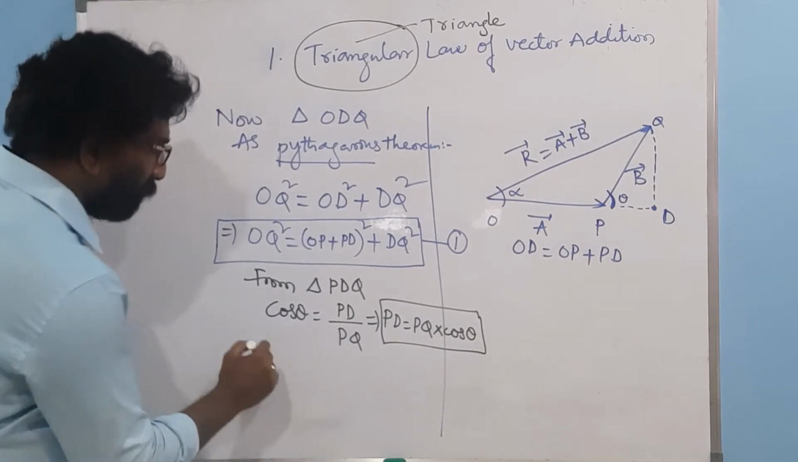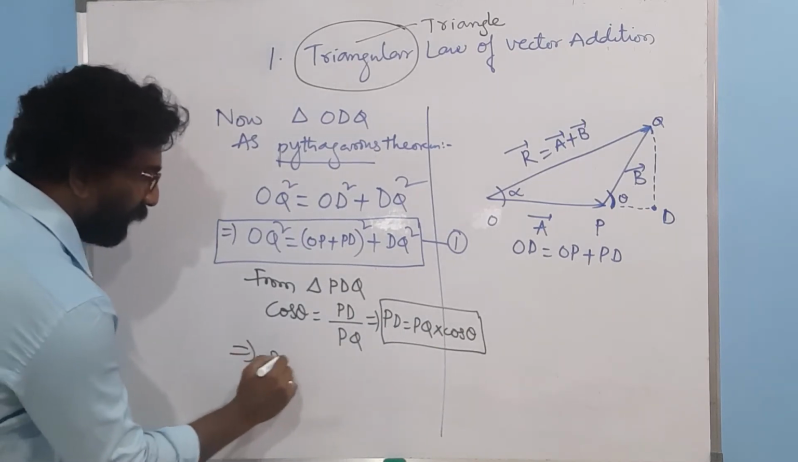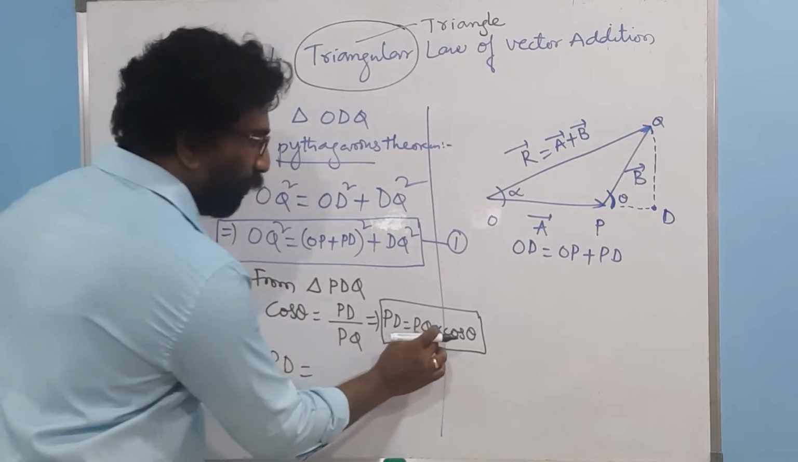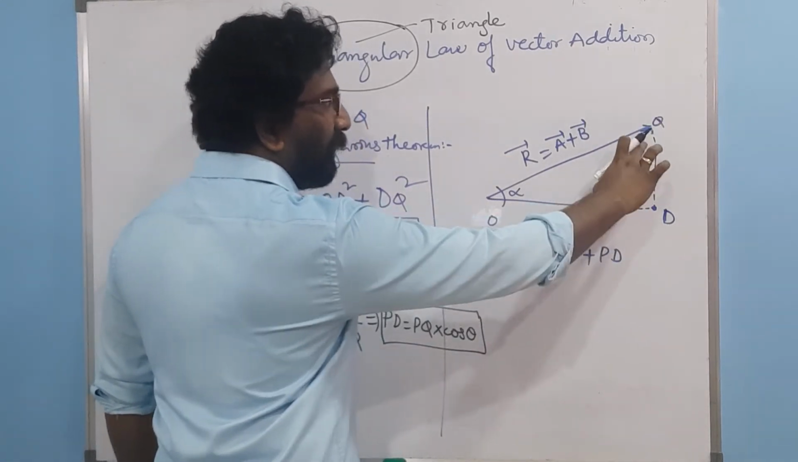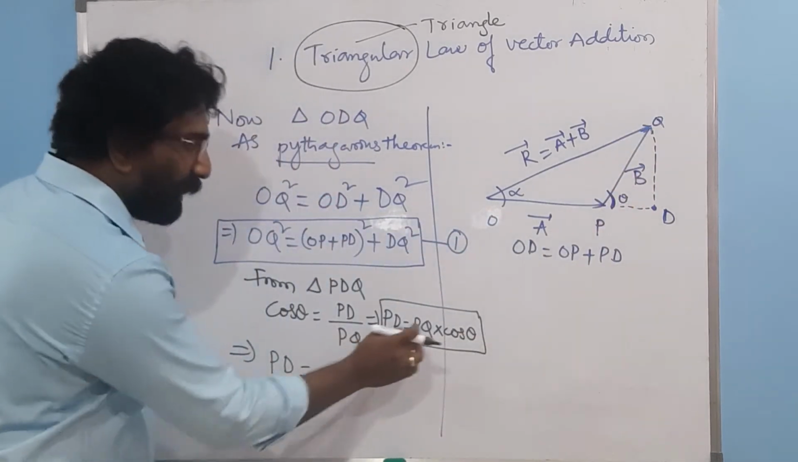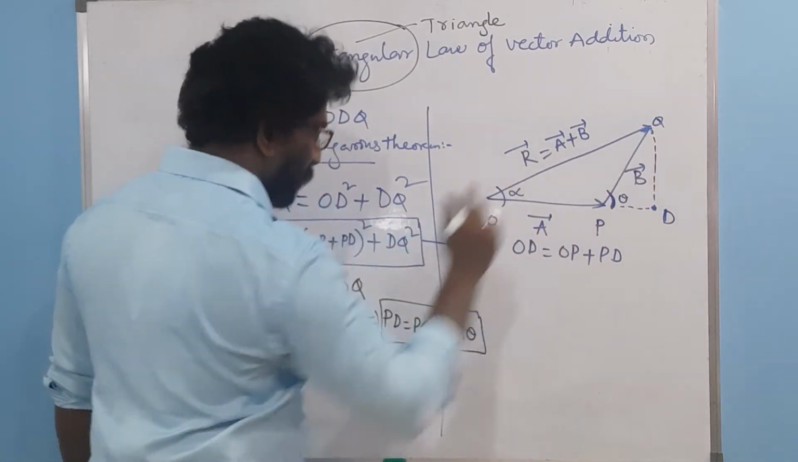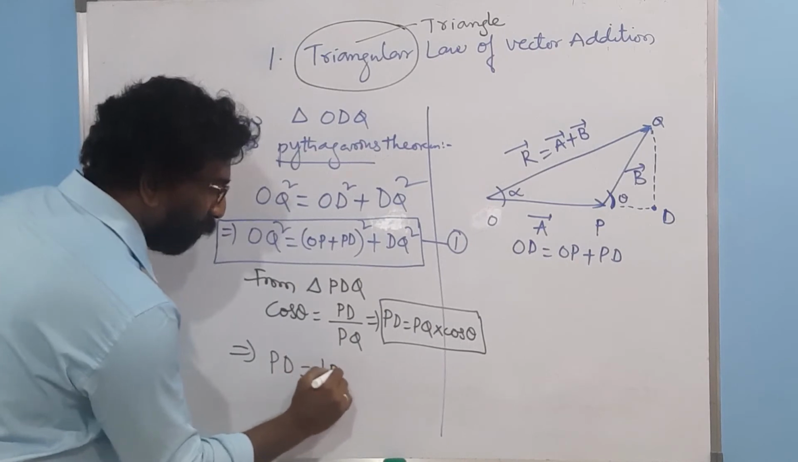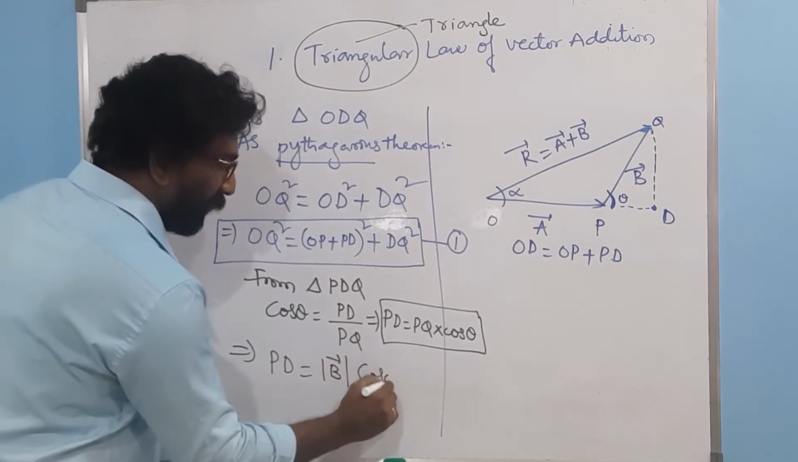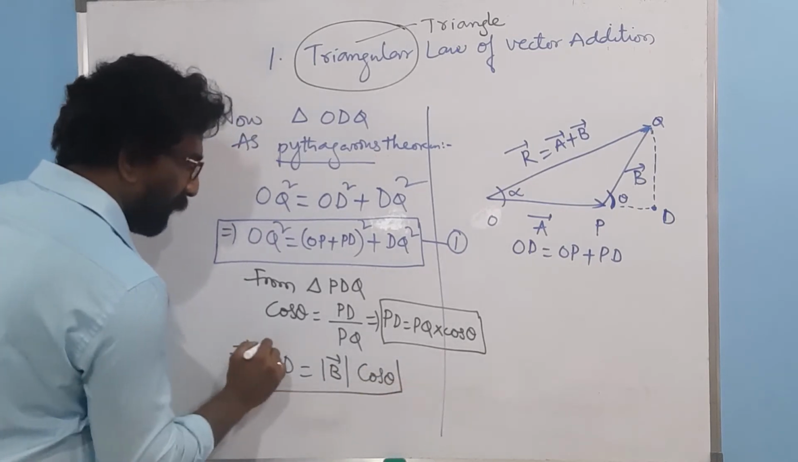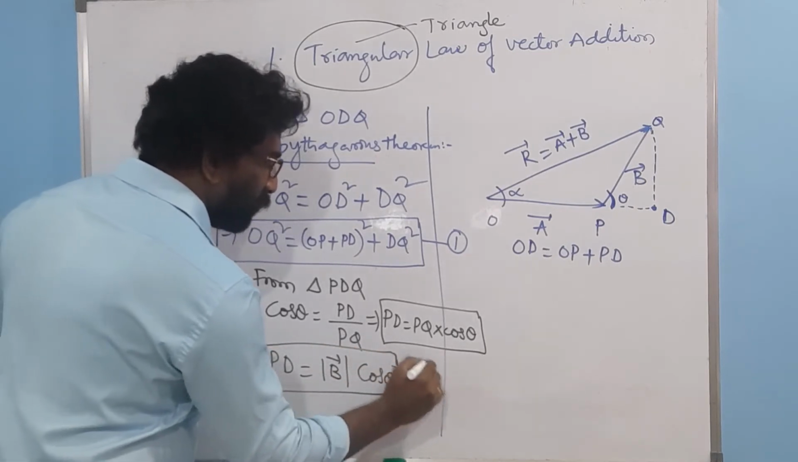So now we can write that PD equals, what is PQ? PQ is nothing else but B vector. Here I will write only the magnitude of this B vector, which is represented by mod of B. So PD equals magnitude of B into cos theta. Let it be my equation number 2.